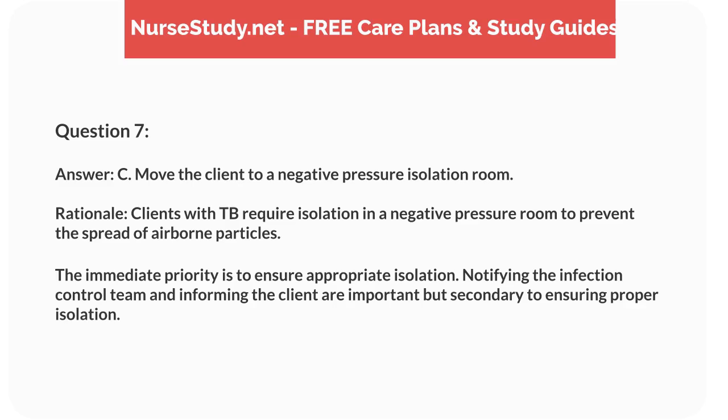Answer C. Move the client to a negative pressure isolation room. Rationale: clients with TB require isolation in a negative pressure room to prevent the spread of airborne particles. The immediate priority is to ensure appropriate isolation. Notifying the infection control team and informing the client are important but secondary to ensuring proper isolation.